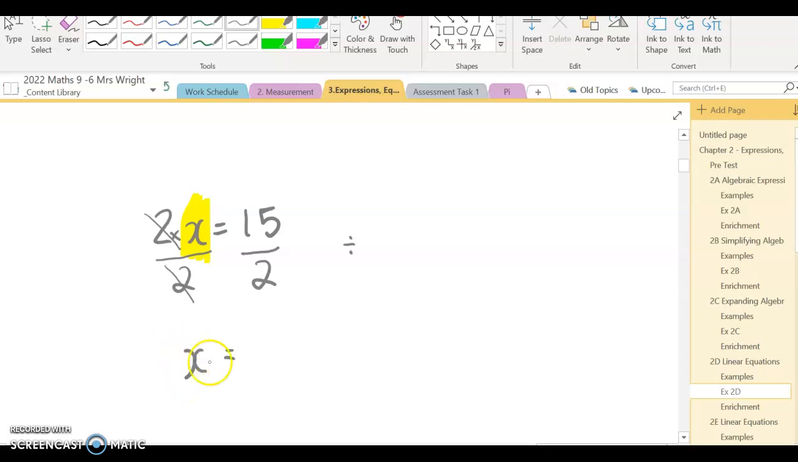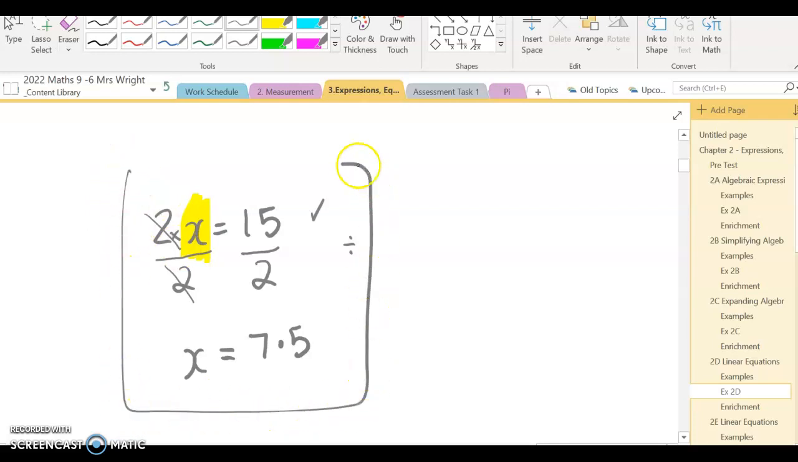So now I've got 1x or x, and on my right hand side of that equals sign, I've got 15 divided by 2, which you can leave as 15 divided by 2, or you can think of it as 7.5, and that's my answer. If I plugged that back in my question, 2 times 7.5, I'd get 15, so I'm okay.